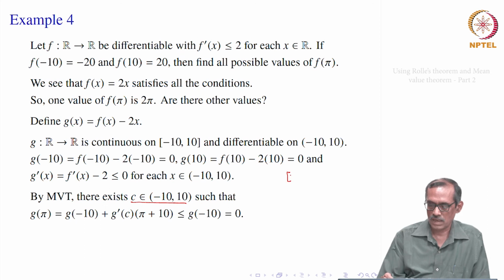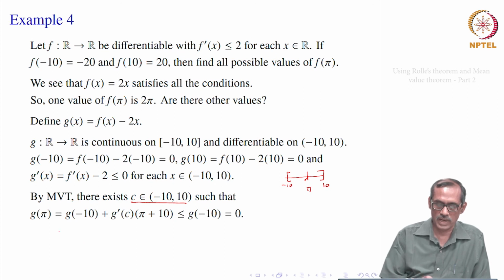See, we have the interval minus 10 to 10 where pi lies somewhere. So, we are using mean value theorem and we get c in minus 10 to 10 such that g of pi is equal to g of minus 10 plus g prime c into pi plus 10. In fact, we can limit it further, that c belongs to minus 10 to pi also. You can think of this closed interval where you apply. So, that gives g of pi equal to g of minus 10 plus g prime of c into pi minus of minus 10, which is pi plus 10.